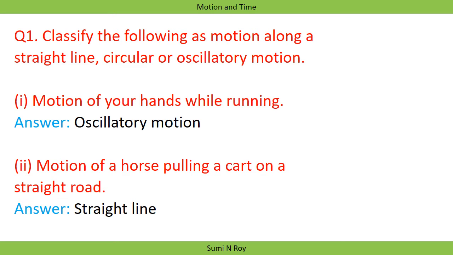So the first question is, classify the following as motion along a straight line, circular or oscillatory motion. The first one is motion of your hand while running. So it will be an oscillatory motion. Next, motion of a horse pulling a cart on a straight road. So this type of motion is a straight line motion.